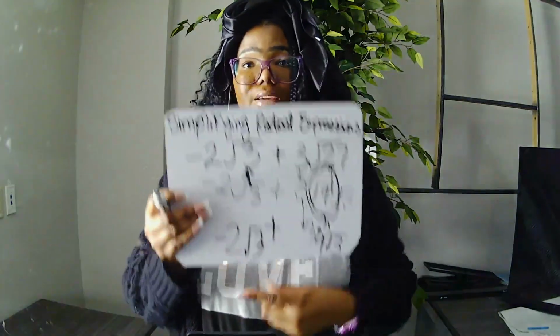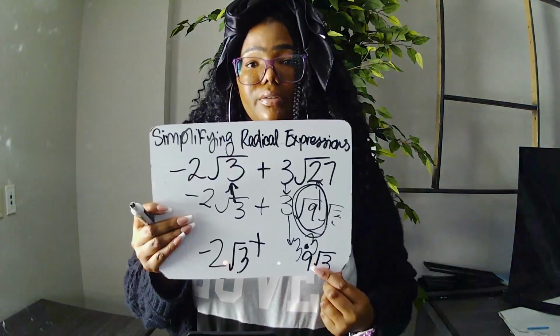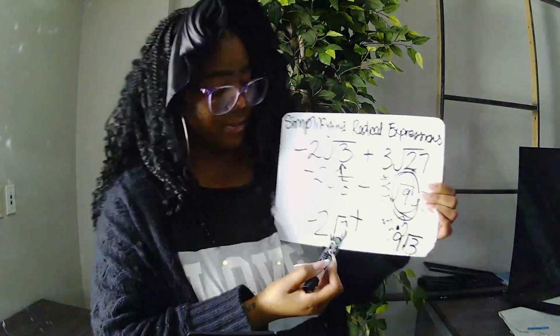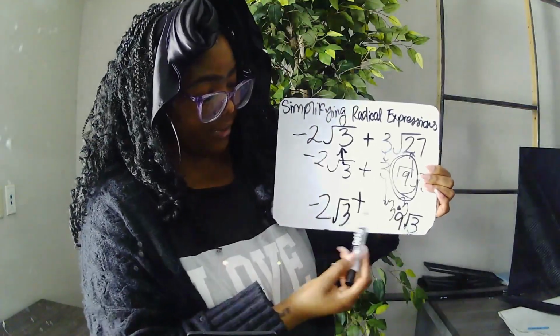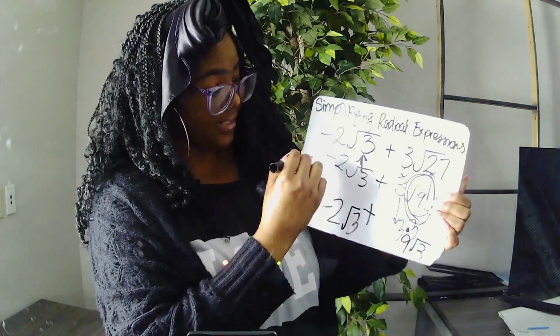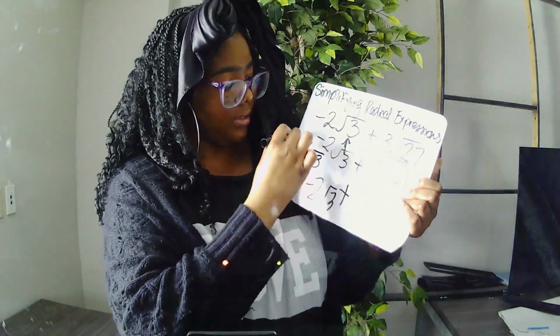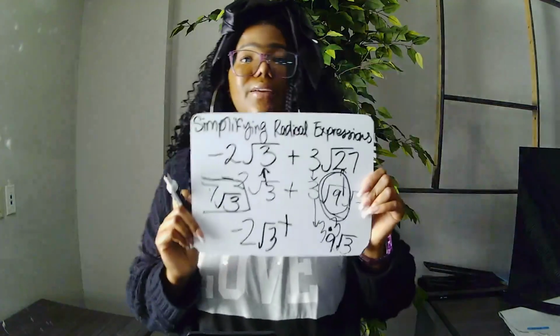And as you see, I have a root 3 here and a root 3 here, which means that now you can combine like terms. So if I combine -2 plus 9, that gives me 7. And then I just bring it over with the root 3 that I finally got. And that leaves me with a final answer of 7 root 3.